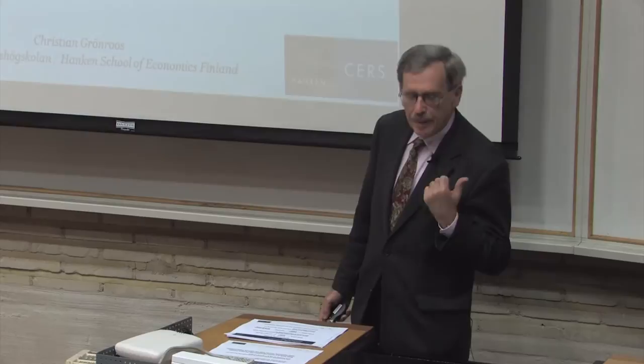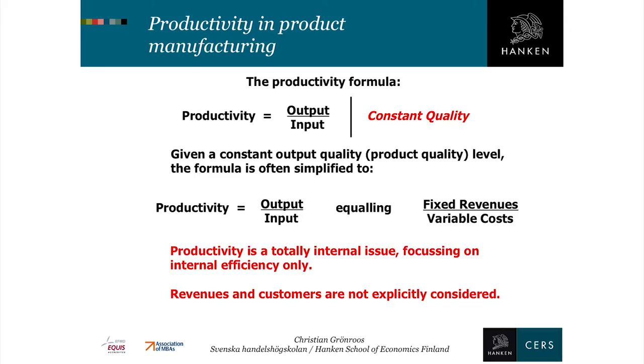Now, in manufacturing, it is not easy, but it's fairly easy to make sure that the quality of the product that comes out of the processes remains constant. You can maintain the quality of the product. And therefore, this formula is very often, when we talk about it in firms, simplified, so that we just say that the productivity is output over input. Now, output is how much can we sell, revenues. Input is with what costs can we produce, so costs. And the constant quality assumption says that revenues will remain fixed, whereas costs are variable. So the productivity formula will become fixed revenues over variable costs.